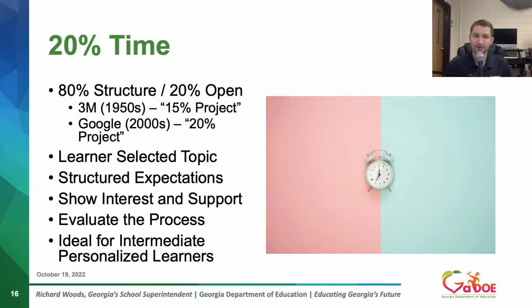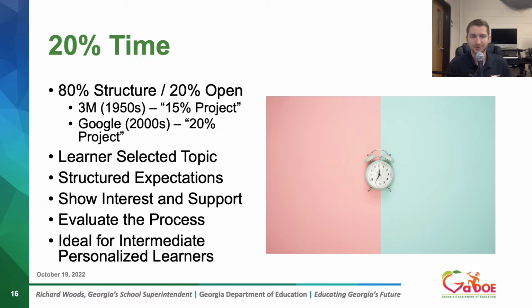For Google in the 2000s, kind of where it made its resurgence was 20% time, or the 20% project. We have Gmail, AdSense, Google News, and a bunch of different things that come from that. So that's, again, Google saying, hey, we want you to spend 20% of your time working on some personal project that you're passionate about that potentially could be a product for us to sell in the future.